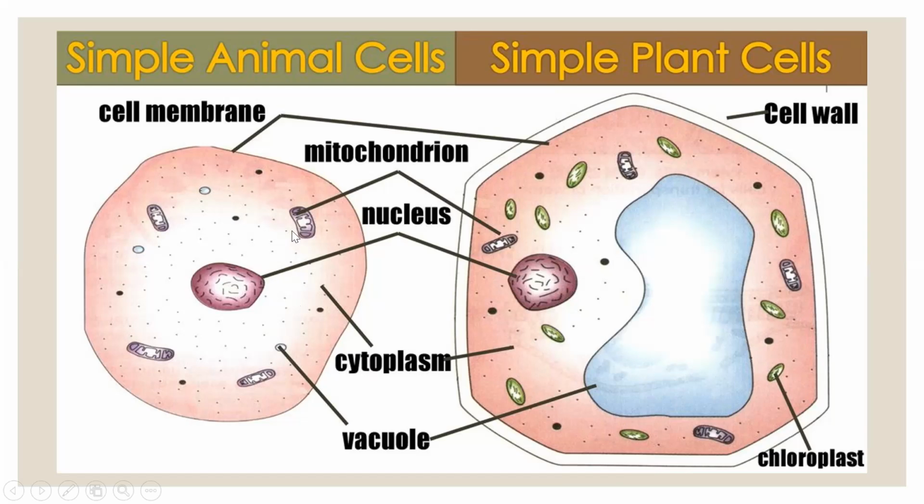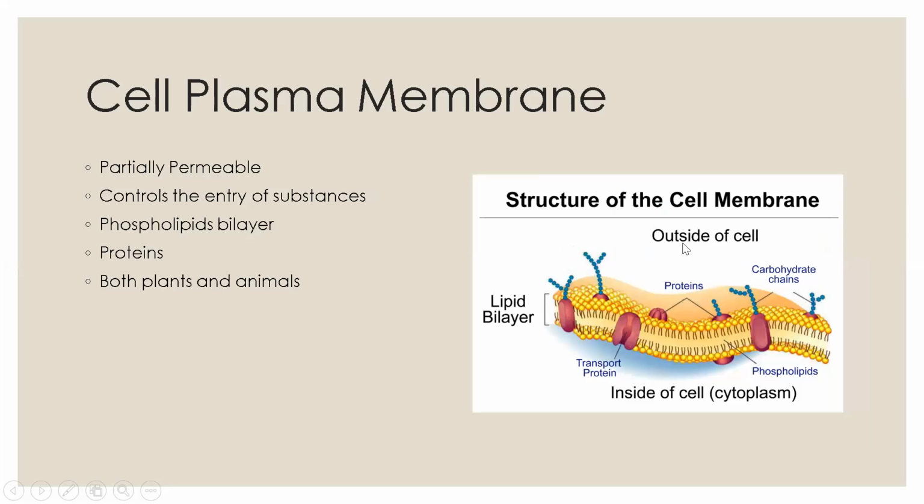The mitochondria are also present in both the cells. The animal cell has a cell membrane. The plant cell also has the cell membrane, but it has a cell wall outside the cell membrane. And these green structures in the plant cell are known as chloroplasts. So let's discuss each of these structures separately.